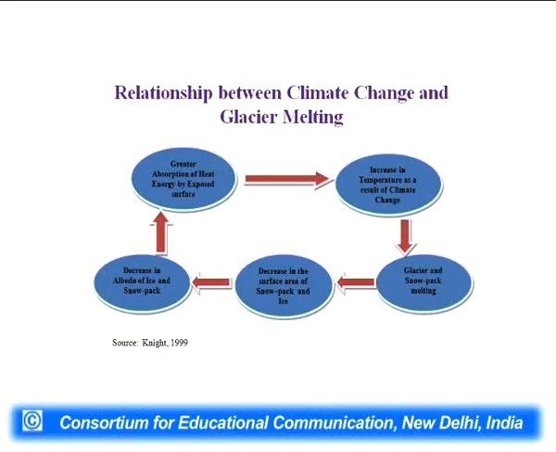If we look at the relationship between climate change and glacier melting, we see a cyclic trend. The melting of glaciers and snowpack will result in a decrease in the surface area of the snowpack and ice, which will decrease the albedo of the ice and snowpack. This affects the greater absorption of heat and energy by the exposed surface, which will again result in an increase in temperature as a result of climate change. So, here we have a cyclic pattern, where one affects the other.